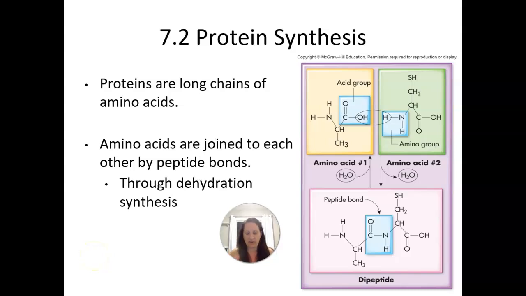Okay, so the next part of the chapter is part 2, 7.2. We're going to be talking about protein synthesis. So how are proteins made within our bodies?